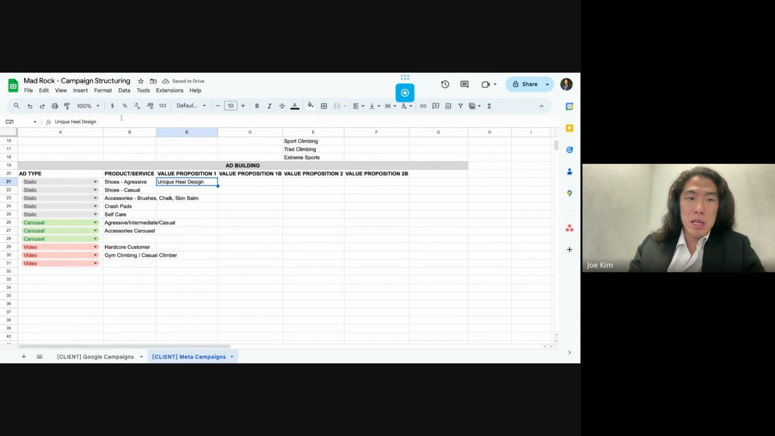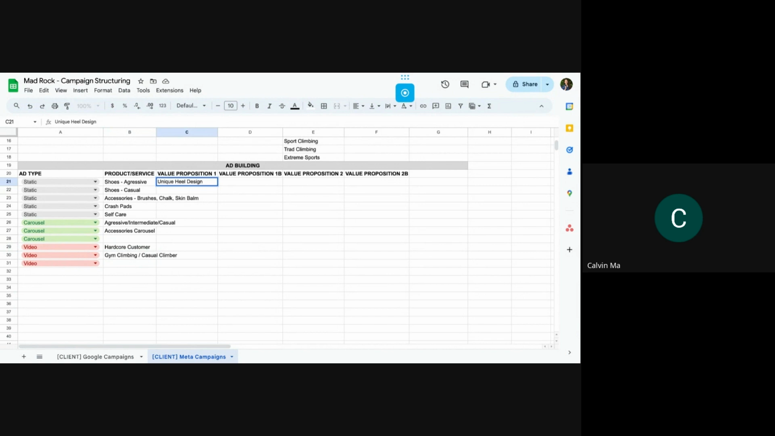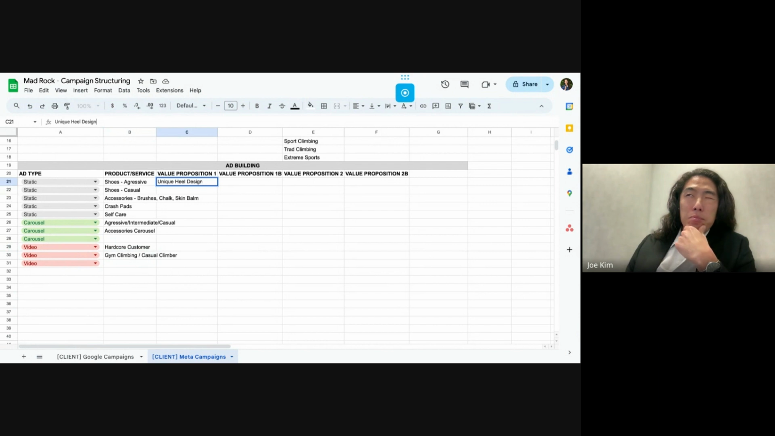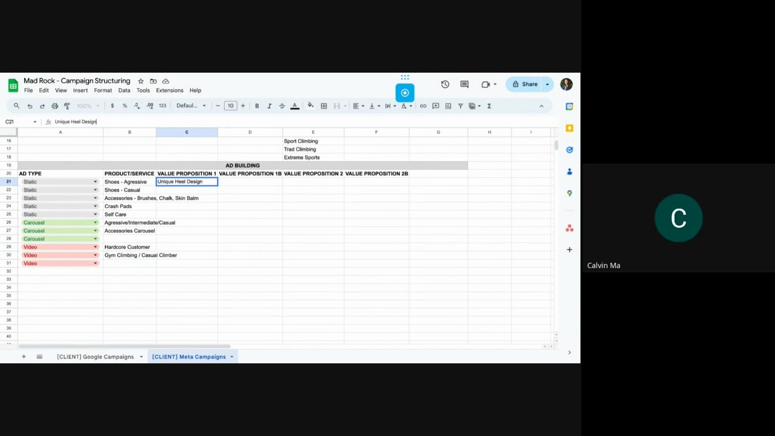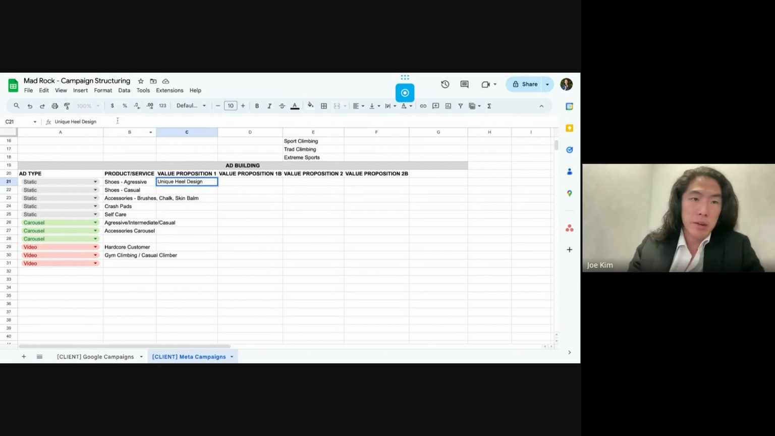And what does that unique heel design do? It's like a little bit of a wedge so that you can heel hook holds a little bit more effectively. Okay, so it's performance oriented. Okay, I think that's a great message to pair with this kind of aggressive shoe creative message. Let's see, anything else that comes to mind?